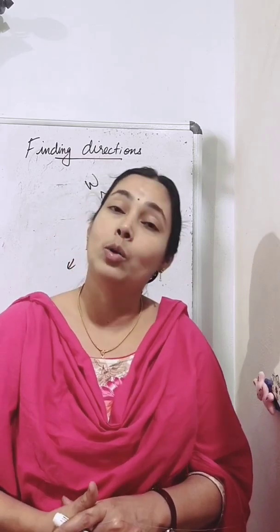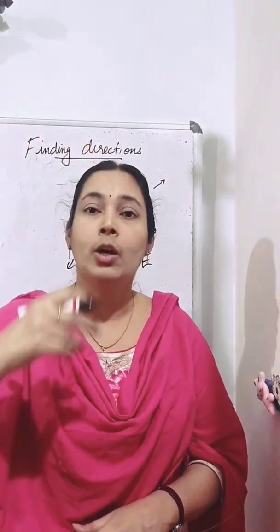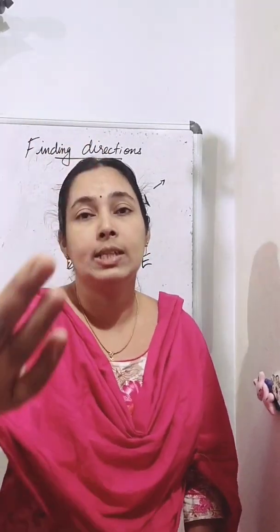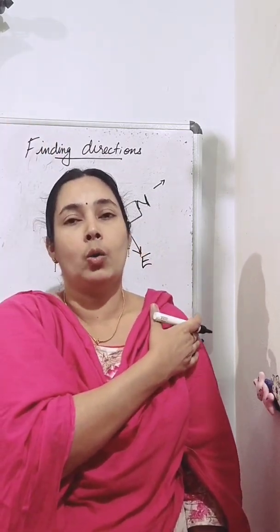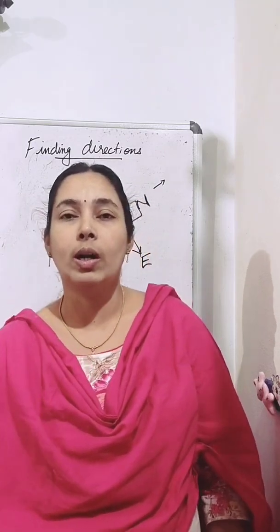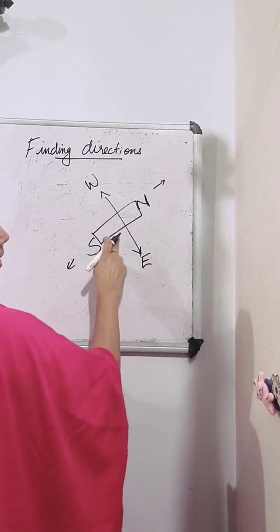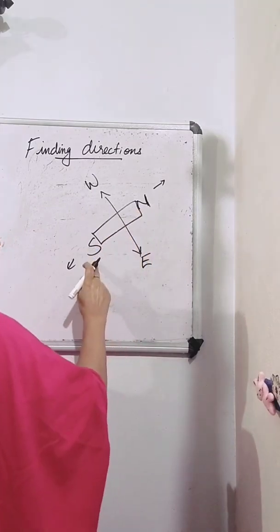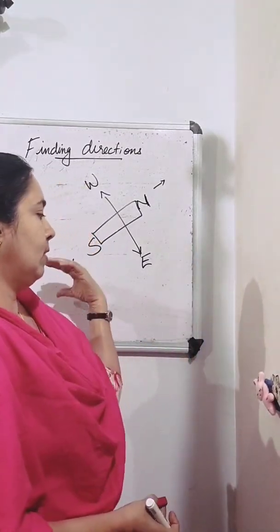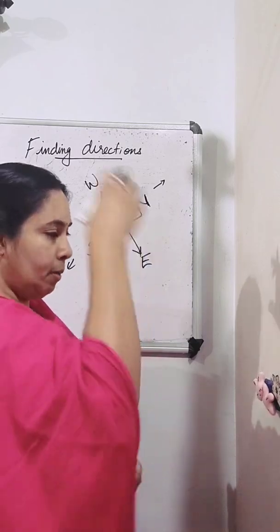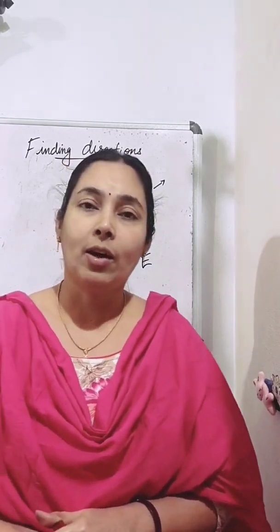Now how can you find out north and south? If this side is east, you stand facing towards east, or facing towards the sun. Then your left side is your north and right side is your south. Okay. So if you stand facing the east, then left side is the north, right side is the south. And back you can say that is the west. So by looking at the sun, you can find out the directions.